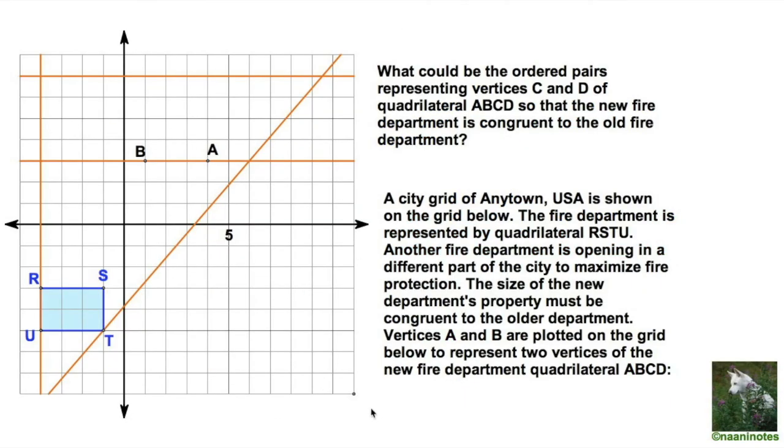The authors just want to give you something practical looking, and so you've got this grid in orange. I've got the streets. I left the names off. We've got the fire station in blue, and we're trying to make a congruent fire station. And it's going to be multiple choice. You're going to have two different choices for the coordinates of C and D. And really, all you have to imagine is this: you've got two different images.